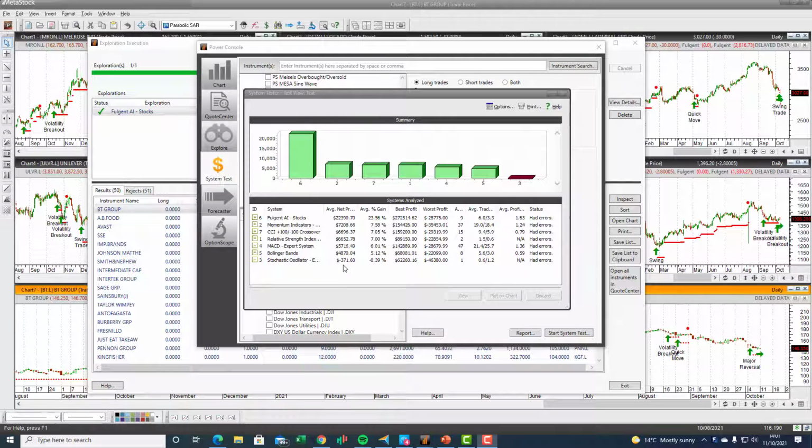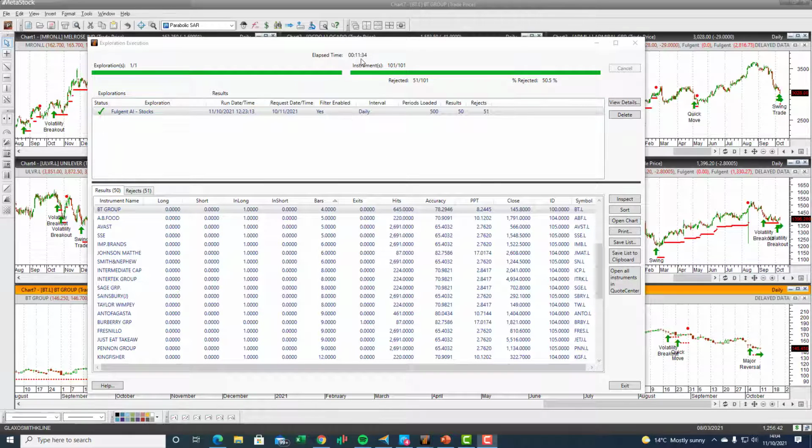Just a quick note: if you compare the Fulgent AI to momentum, CCI, relative strength, RSI trading strategy, MACD, Bollinger Bands, or stochastics, for example, the Fulgent AI generates the highest average profit per trade. So you can see, compared to some of the other technical indicators, you are simply better off trading with the Fulgent AI because it generates on average the highest average profit per trade trading the FTSE100 stocks.